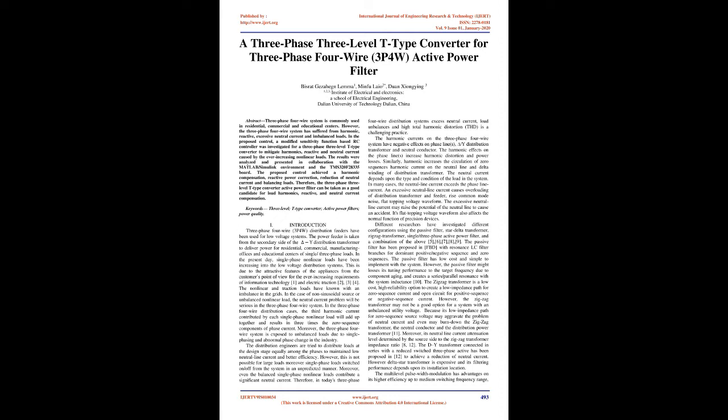The nonlinear and traction loads are known for causing imbalance in the grids. In the case of a non-sinusoidal source or unbalanced nonlinear load, the neutral current problem will be serious in the 3-phase 4-wire system. In the 3-phase 4-wire distribution case, the third harmonic current contributed by each single-phase nonlinear load will add up together and result in 3 times the zero-sequence component of phase current.